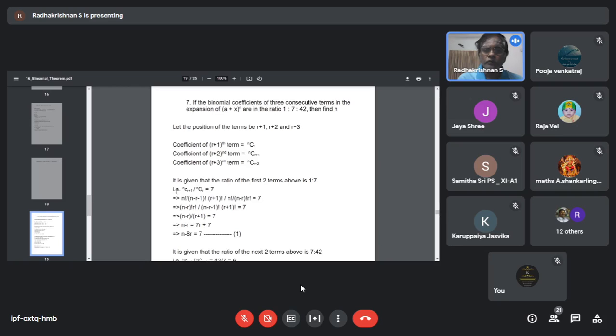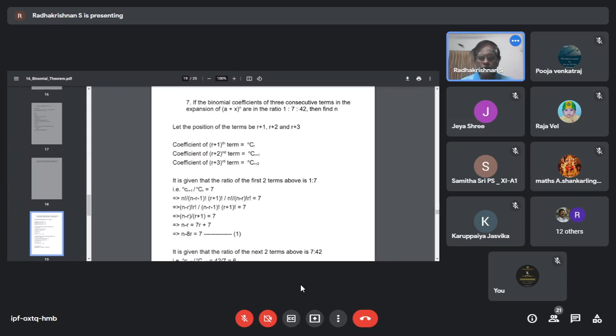So what have they given now? The ratio of the first two terms is 1:7. So nCr is to nCr plus 1 is 1:7, and we can write it like this: nCr plus 1 divided by nCr will be 7. If you write the formula for nCr and substitute it here, you will simplify and get a simple expression like n minus 8r equal to 7.